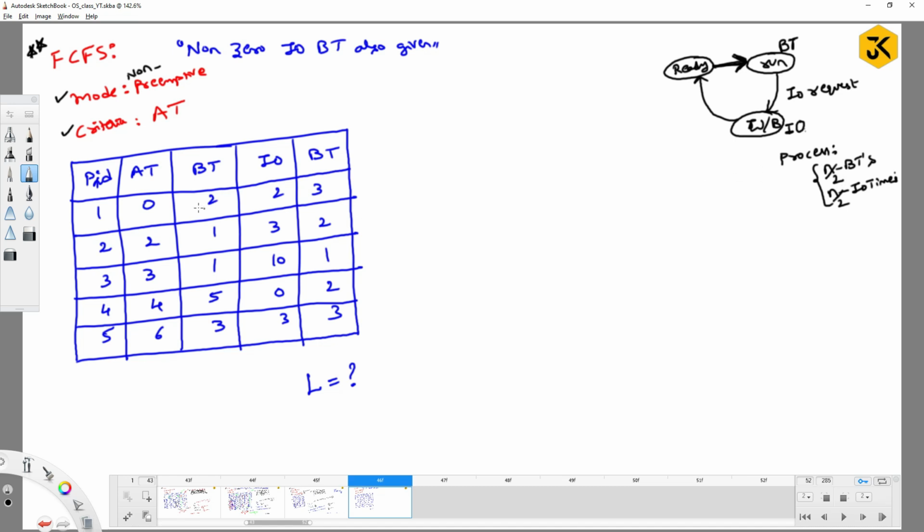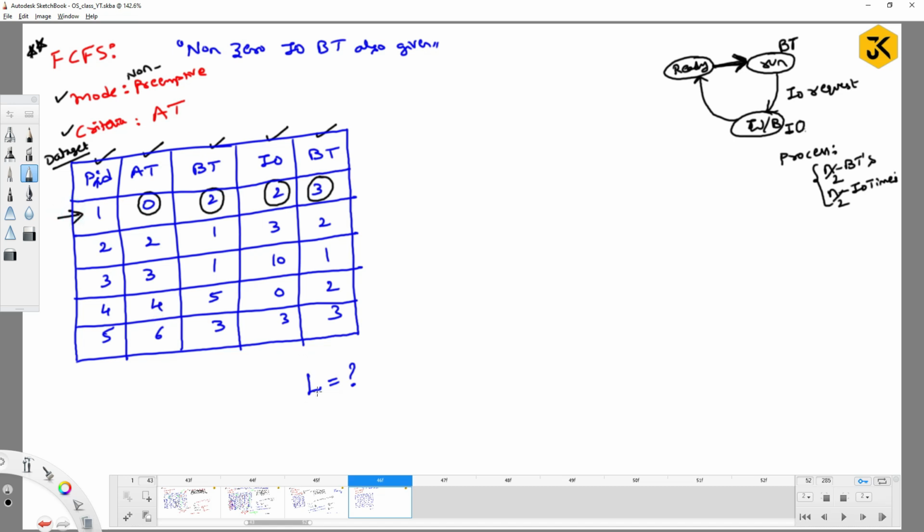Based on the concept, they have given here a data set. What does the data set contain? Process ID, arrival time, burst time, followed by IO time, followed by burst time. Which means what? Process ID 1 arrived at the time 0 and was allocated the CPU for 2 units of time, and then it exits the CPU and is in the waiting state for 2 units to complete the IO process. Again it got the chance to execute on the CPU for 3 units of time. This is what you have to understand with this particular example.